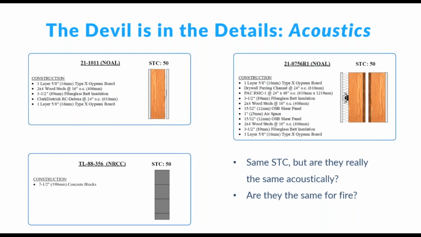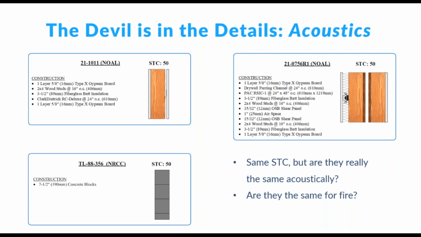So here's an example of that. We have 3 STC 50 walls. Now, in terms of their construction, their makeup, they're pretty different. 2 are wood stud walls, one's a CMU block wall, but one of the wood stud walls is a single stud, and the other is a double stud with a clip and all this other stuff in it. But they all wind up with the same STC rating.